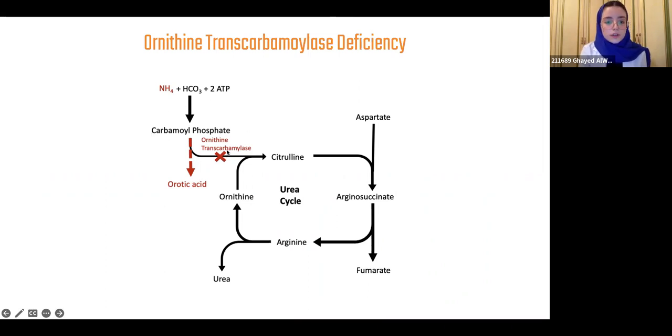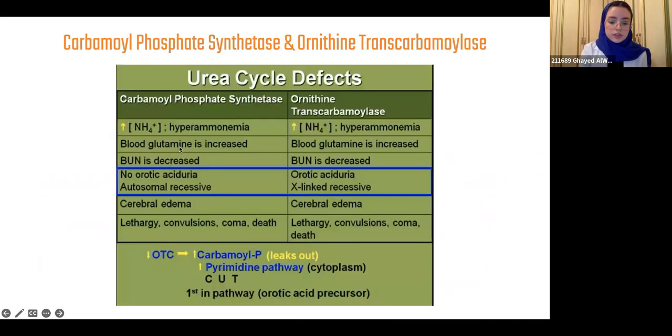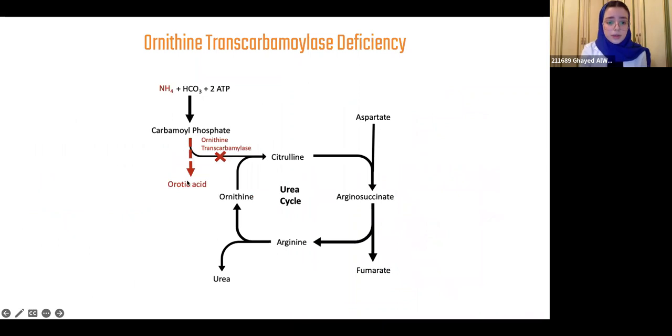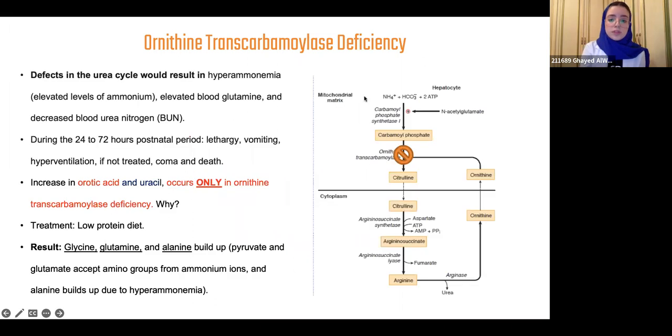So carbamoyl phosphate accumulates, and then it enters a specific pathway, which is the pyrimidine pathway, and then we get elevated levels of orotic acid. So that's the main factor that differentiates an ornithine transcarbamylase deficiency from a carbamoyl phosphate synthetase 1 deficiency, which is this enzyme over here.